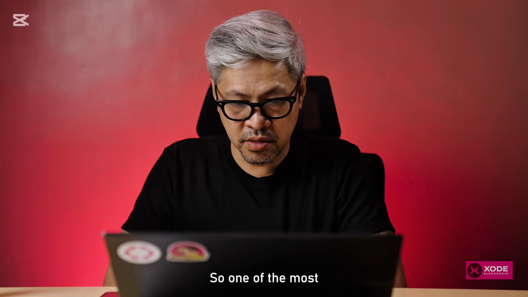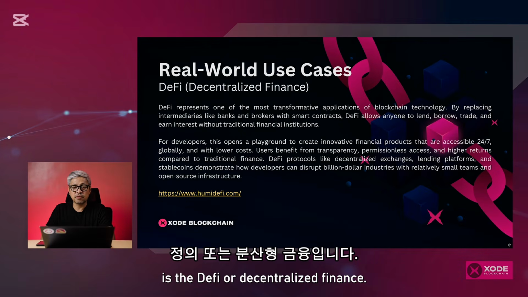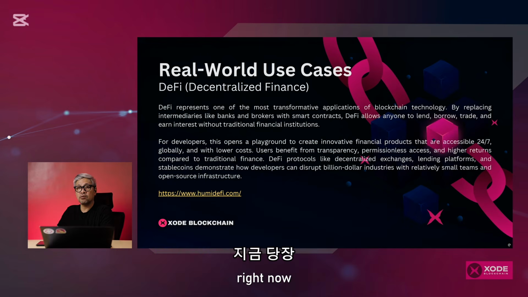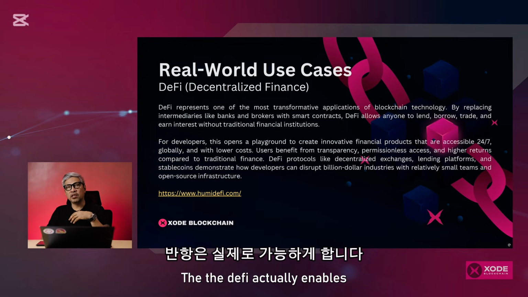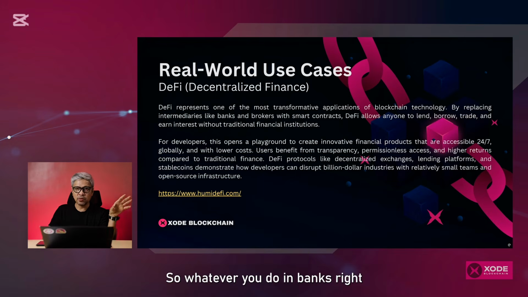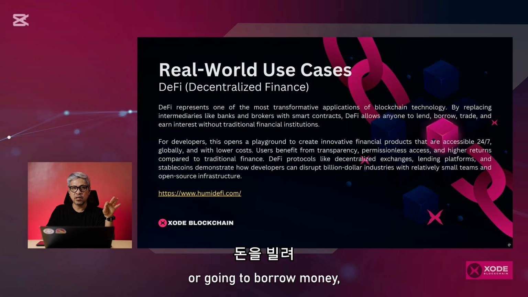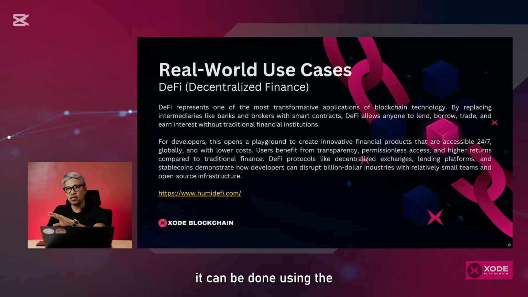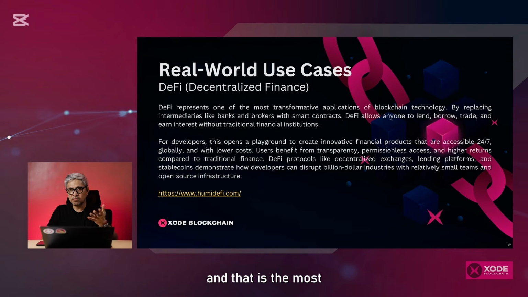So one of the most commonly used applications of the blockchain is DeFi, decentralized finance. I think about 70% of all the applications right now are dealing with decentralized finance using the blockchain database. DeFi actually enables a banking module in the virtual world. So whatever you do in banks right now, like you are going to save, lend money, or borrow money, whatever applications you are using in the bank right now, it can be done using a DeFi application that runs on a blockchain. And that is the most commonly used application of the blockchain as of the moment.